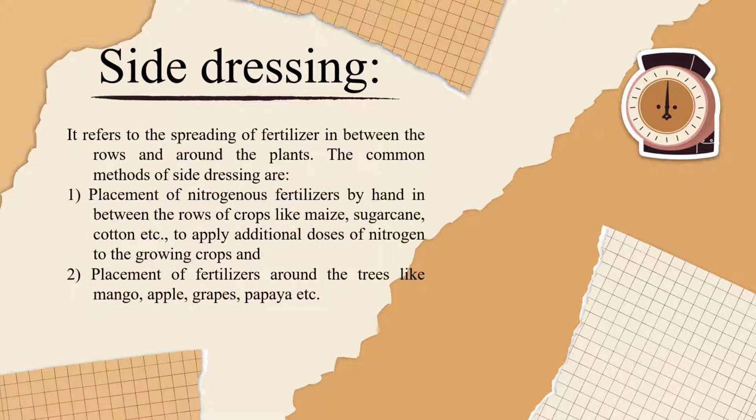Side dressing. It refers to the spreading of fertilizer in between the rows and around the plants. The common methods of side dressing are placement of nitrogenous fertilizers by hand in between the rows of crops like maize, sugarcane, cotton, and many more, to apply additional doses of nitrogen to the growing crops, and placement of fertilizers around the trees like mango, apple, grapes, papaya, and many more.